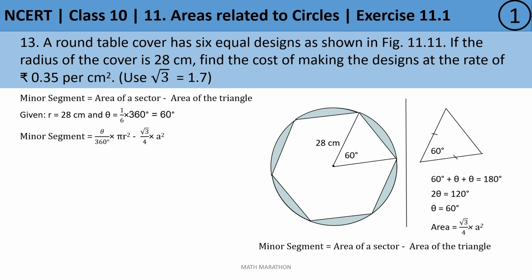Minor segment is equal to theta by 360 multiplied by pi r square minus square root of 3 by 4 multiplied by a square. Minor segment is equal to theta, which is 60 by 360 multiplied by pi, which is 22 by 7 multiplied by r square, which is 28 square minus square root of 3 by 4 multiplied by a square, which is 28 square.